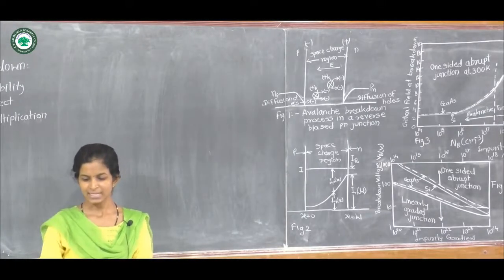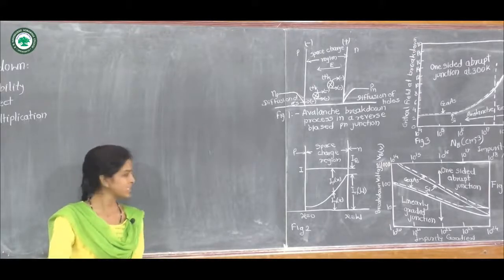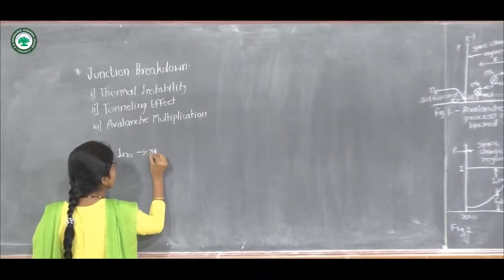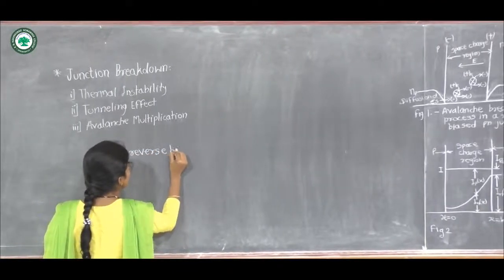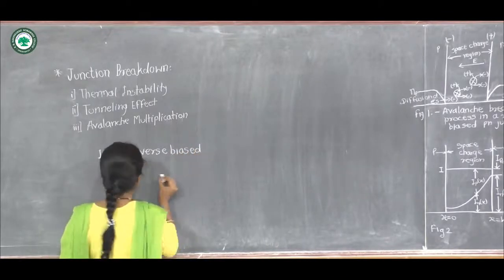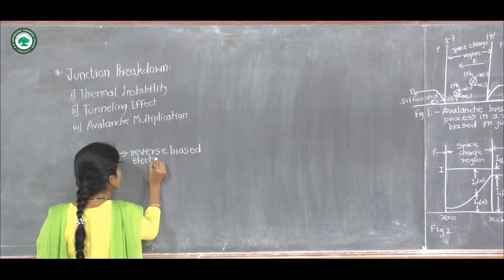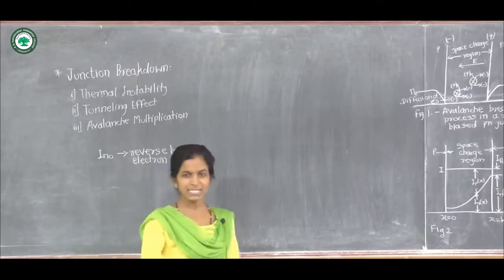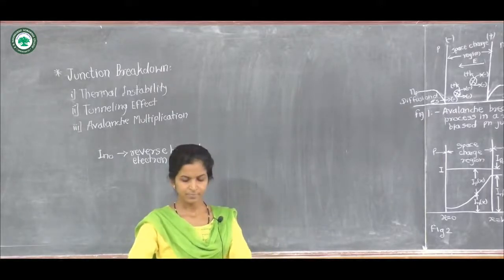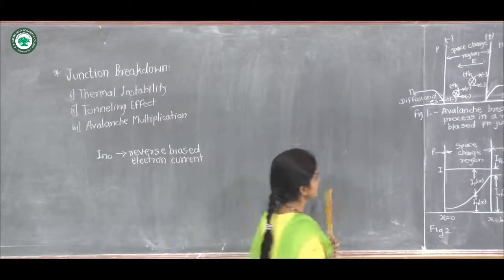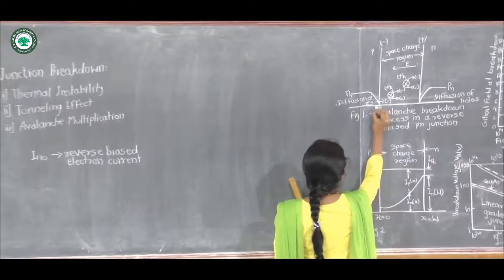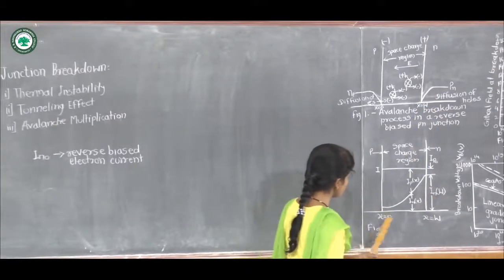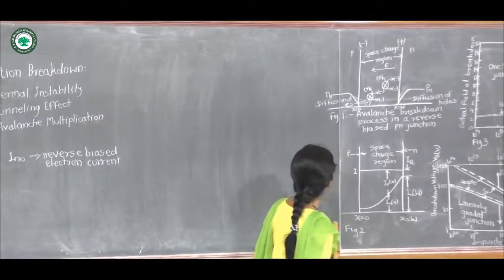If we assume that a reverse biased electron current In0 enters the depletion region at x equal to 0. This is x equal to 0, and this is x equal to W. Similarly, in figure 2, this is x equal to 0 and this is x equal to W.